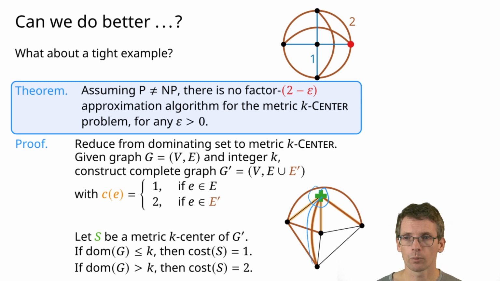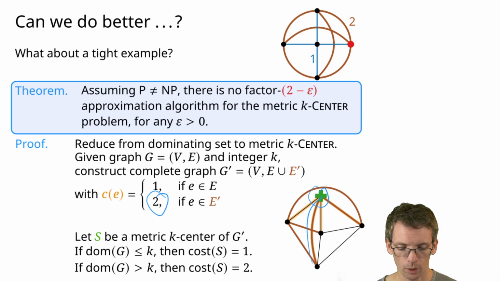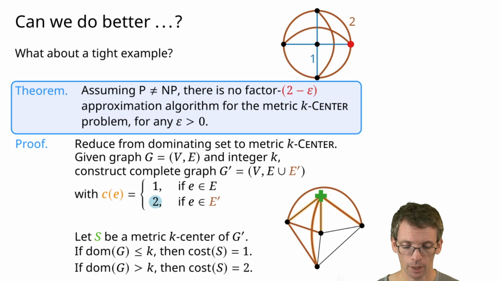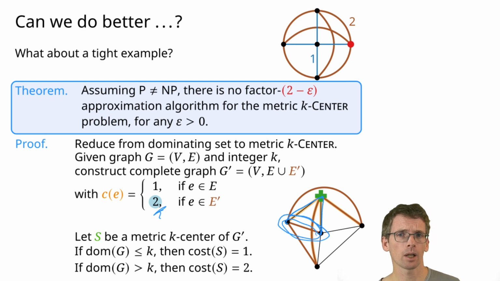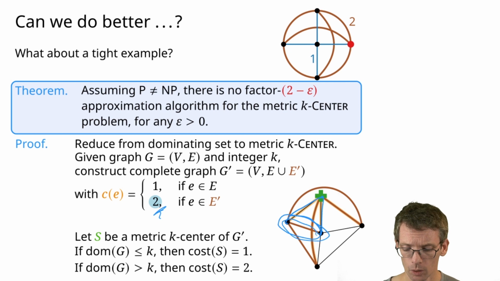So now you might wonder, why do we have to have the 2 here? The 2 is here because of the metric property, because of the triangle inequality. I cannot increase this cost further, because if I would want to give this edge here a larger cost, then because there's an edge of cost 1 here and there, because of the triangle inequality, the maximum that I could have here is 2, and that's what I also picked.